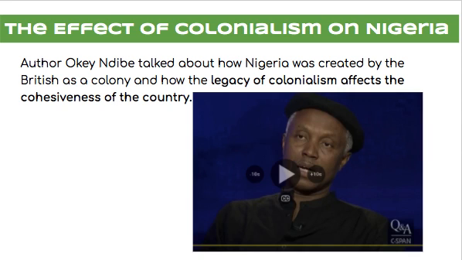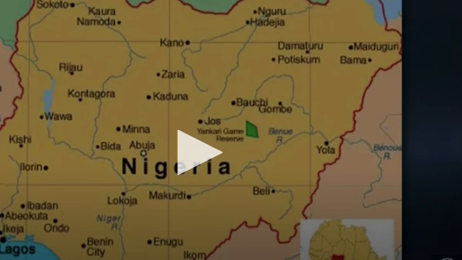I want to show you a clip from this author from Nigeria where he talks about the fact that the British as a colony created Nigeria and how one of the legacies of colonialism is that Nigeria doesn't think of itself as a country. And matter of fact, one of the issues that they have in Nigeria is that they have been created as an artificial country, artificial community.